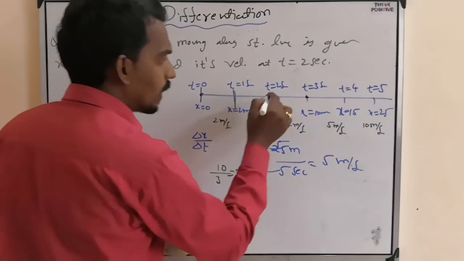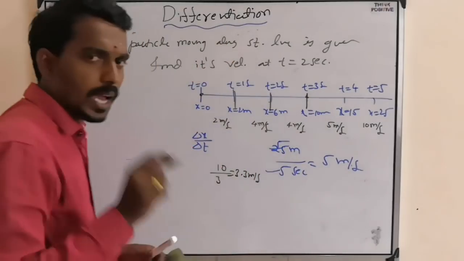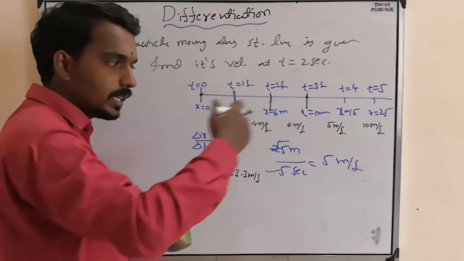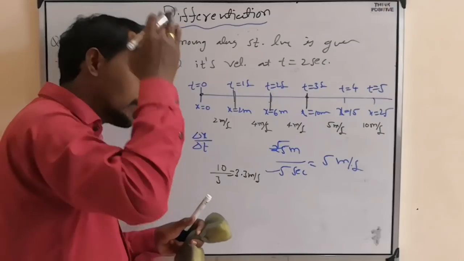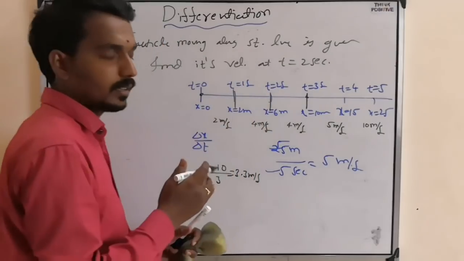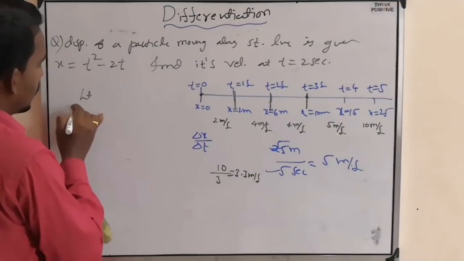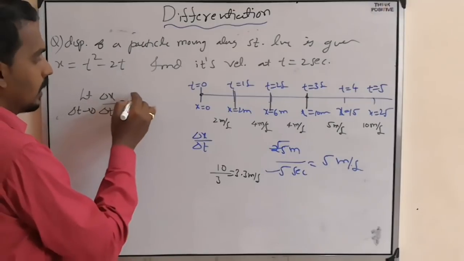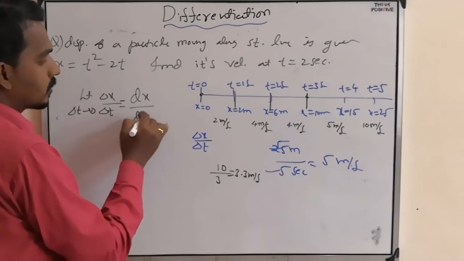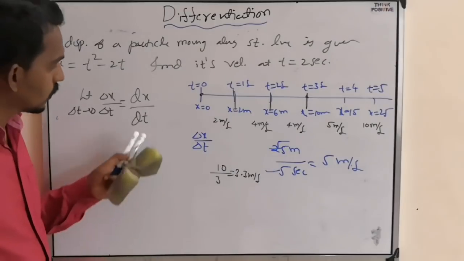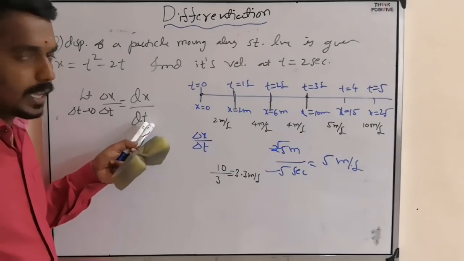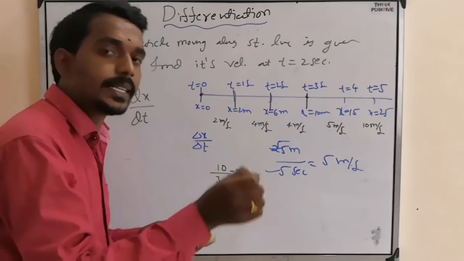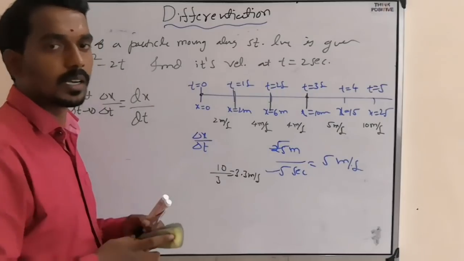But at this time or at this time, now the time interval is how much? 0. At one particular time, no initial and final time, only one time, at one instant. That means under the limit delta t tends to 0, delta x by delta t, we will write it as dx by dt. So this is called instantaneous velocity, nothing but velocity at any one particular time.